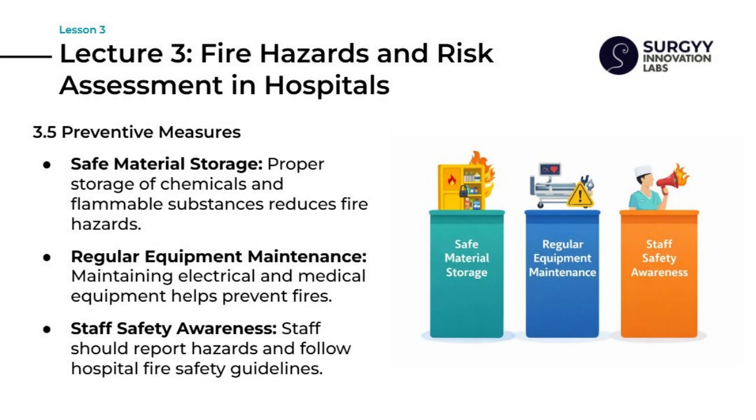Preventive measures are the final line of defense, beginning with safe material storage, where the proper storage of chemicals and flammable substances directly reduces fire hazards. Regular equipment maintenance is equally important, as consistently maintaining electrical and medical equipment helps prevent fires caused by mechanical or electrical failure. Finally, staff safety awareness ensures that all staff members know how to report hazards and follow hospital fire safety guidelines diligently. When staff are empowered to speak up about risks and equipment is kept in top condition, the overall safety of the hospital environment is significantly enhanced for everyone inside.